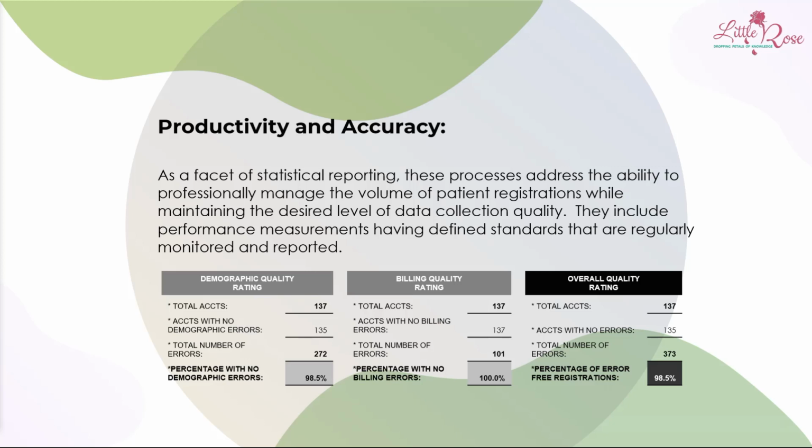So with this particular image, I'm showing the number of total accounts, the number of total accounts without errors, and then the total number of accounts with errors, and the percentage of demographic errors within that category. On the review of the same 137 accounts, how many of those accounts actually had no billing errors, and how many had actual billing errors. And then, of course, what the overall quality score is.